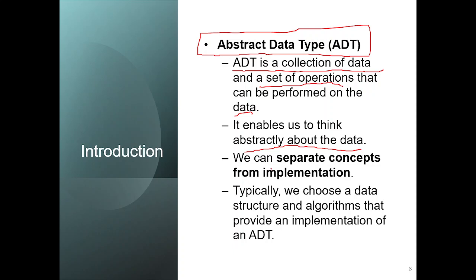We can separate concepts from implementation. Yes, that we can do. Just like I hope you understand the concept of the stack data structure, the way it works, and the concept of the queue data structure, the way it works. So we can separate the two, the implementation and the concept. Typically, we choose a data structure and algorithms that provide an implementation of an ADT. So an abstract data type has a data structure, and it specifies algorithms which can be used to provide an implementation of the ADT.